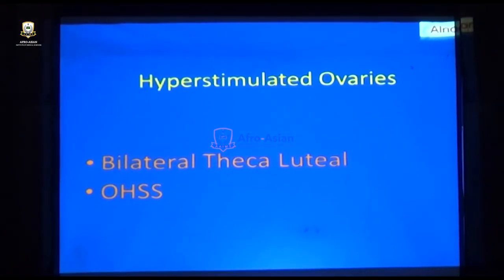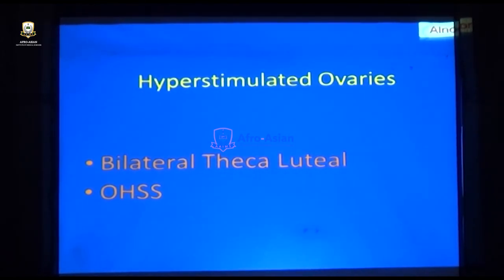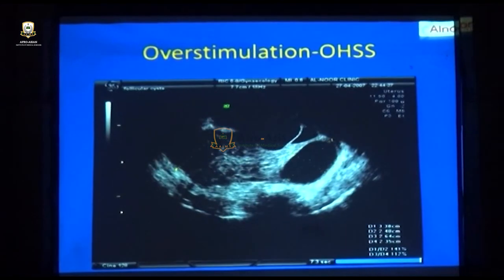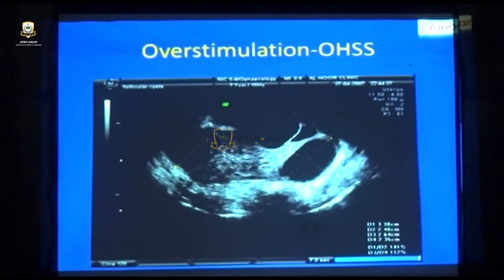Hyperstimulated ovaries have two causes. Number one, OHSS, ovarian hyperstimulation syndrome, or molar disease. Molar disease is seen in those cases who have the hereditary form, complete mole or partial mole. Because of the increased levels of beta hCG, these girls can have bilateral multiple theca lutein cysts, as you can appreciate, where the size may be more than 5 cm, even 10 cm.